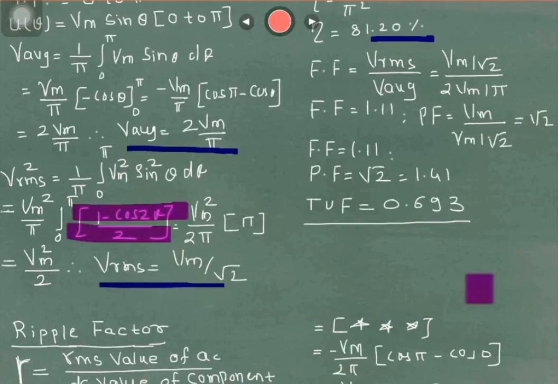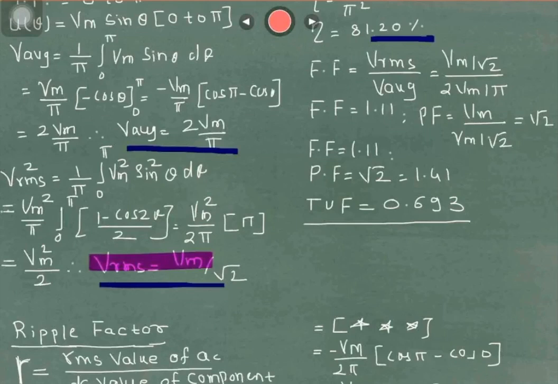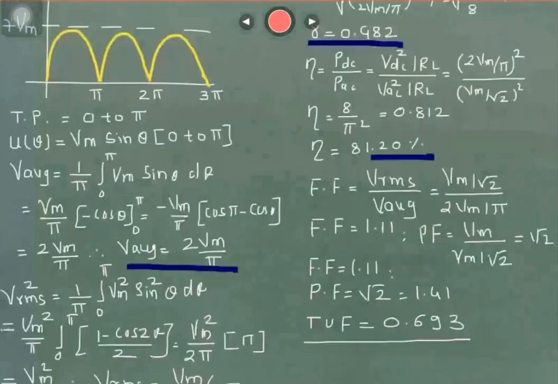So after solving this, you are going to get the value of RMS. Vrms can be given as Vm upon root 2 as shown in this equation. So we found Vrms is equal to Vm upon root 2. Now you have the average value and RMS value in your hand, that is the DC value and RMS value. Just put them into the equation and you can find out the value of ripple factor.